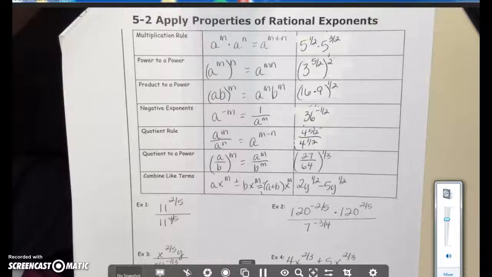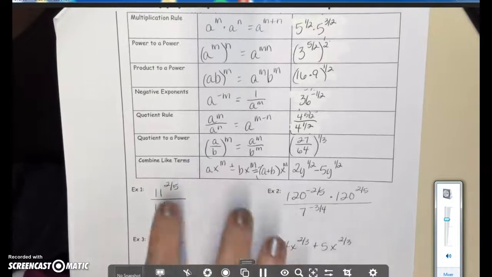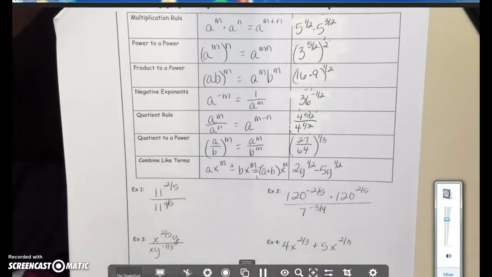Alright, so we are moving on to 5-2, applying properties of rational exponents. To save ourselves a little bit of time and you not having to listen to me so much, I'd like you to hit pause right now and go ahead and fill in this table that we've got here. You can actually fill in up to example 4, and then we'll go ahead and work through those. So take a minute, do that, and then come back.